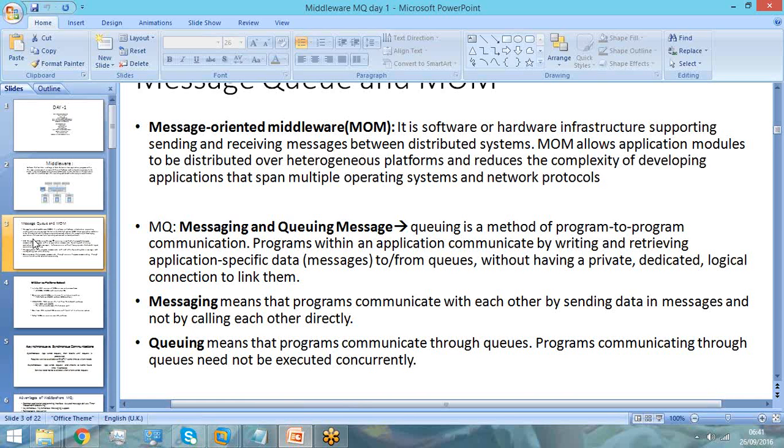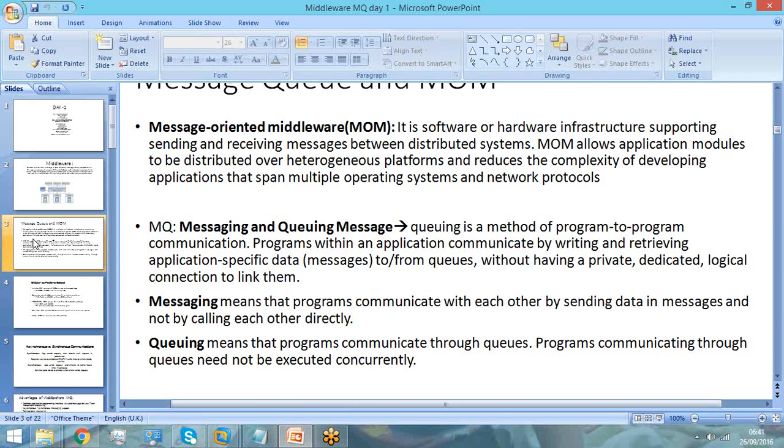What is message-oriented middleware? It is software that supports sending and receiving of messages between applications. All the information passed to the software is in the form of messages. Messages are its talking currency, you can say. Messages are its basic information. All the information would be exchanged between applications or between organizations in the form of messages.